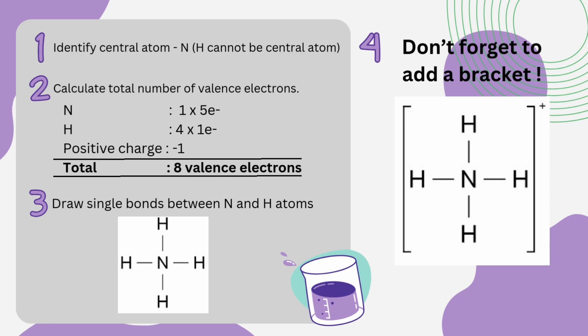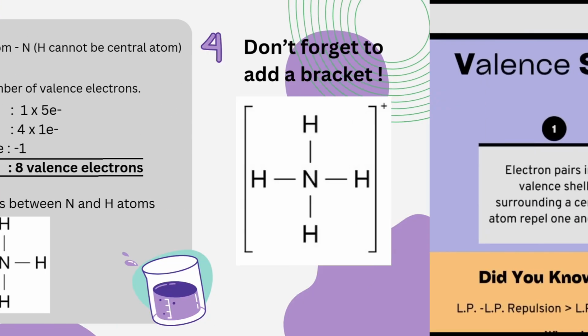And then after we add all the single bonds, we will find out that there are no more non-bonding electrons, and all of the atoms have reached a stable octet electron configuration. So the simple Lewis structure is now completed. Don't forget to add the brackets and charge after we draw the Lewis structure, because for ions we must draw the brackets and mention the charge.